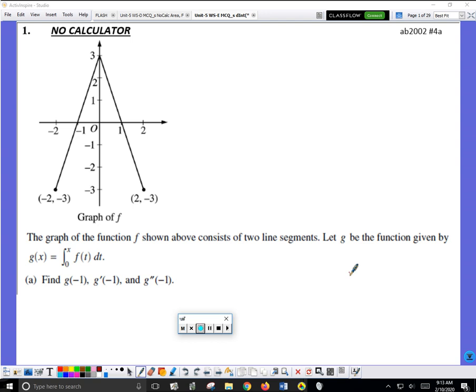They say find G of -1. Nothing complicated. I just need to plug x equals -1 into G. So I'm going to write on my paper G of -1 equals. This is where I'm not letting the problem intimidate me. I just work the problem. So I place a -1 in place of x.